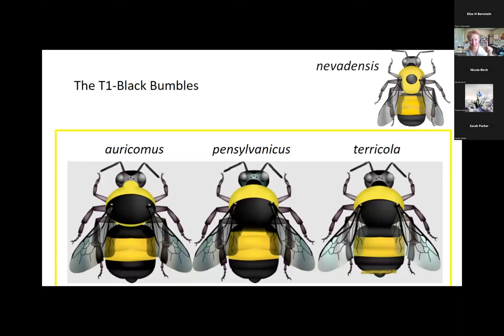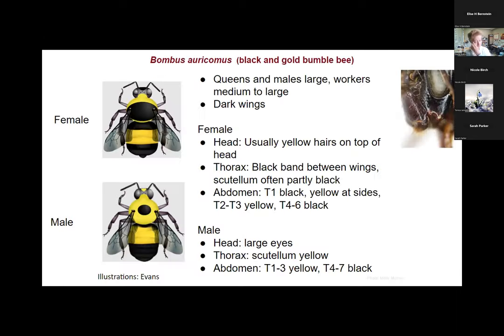Touching on the T1 black bumblebees, we have three different species we're going to talk about where T1 is mostly black. They tend to have a lot of black on their thorax as well. Nevadensis is a species that we're just starting to document in Minnesota, both up north and down south, but it's not very commonly seen. It's great if you find it, but less likely.